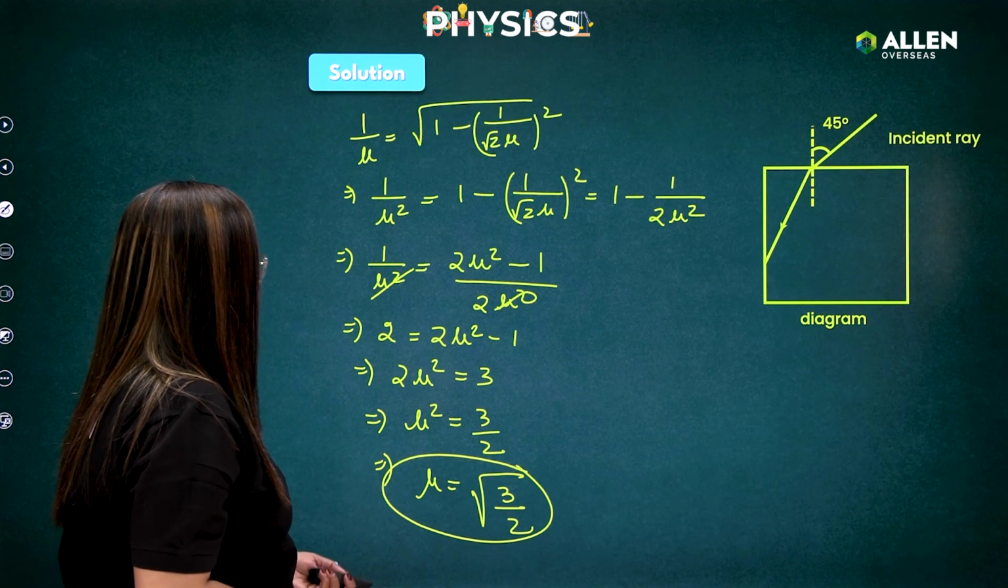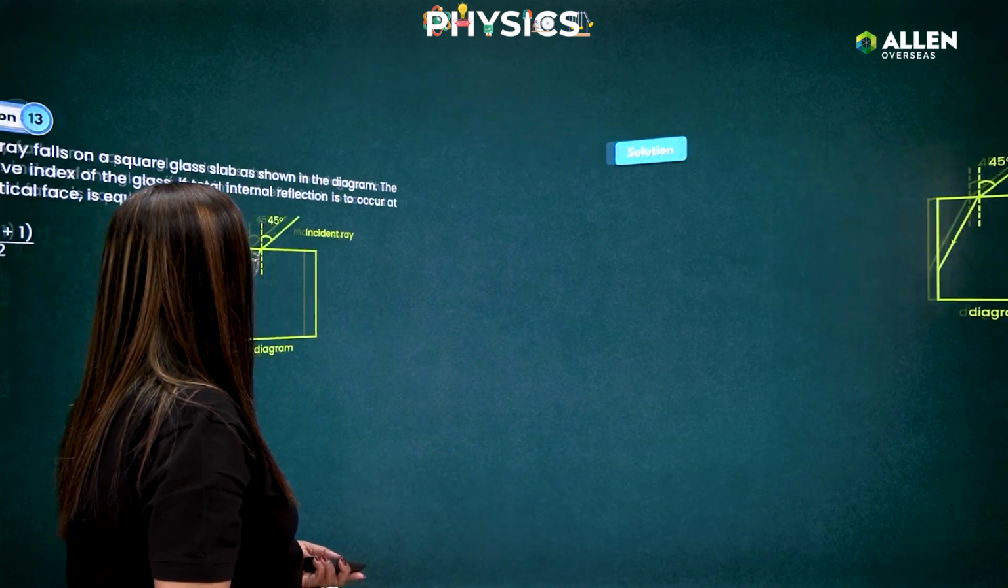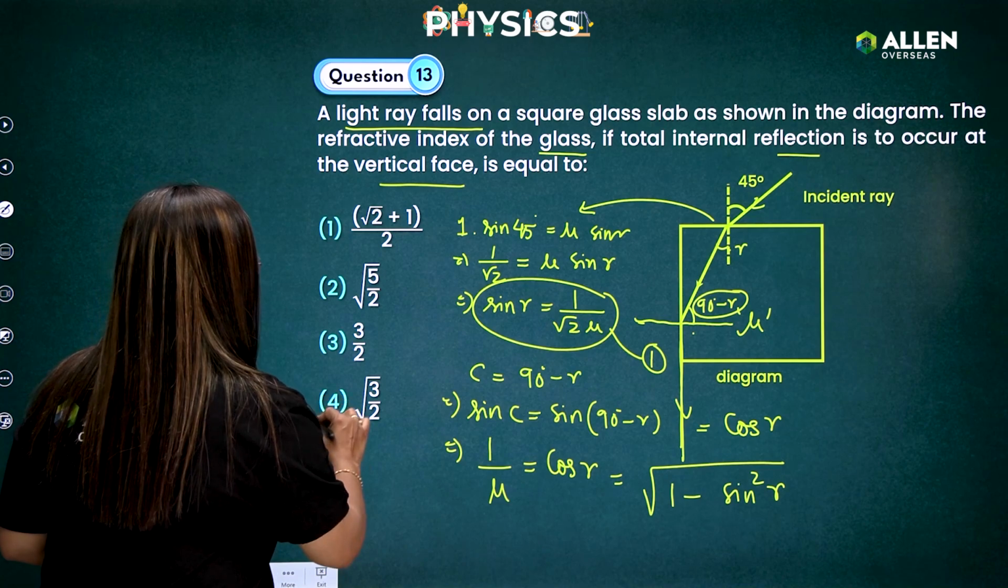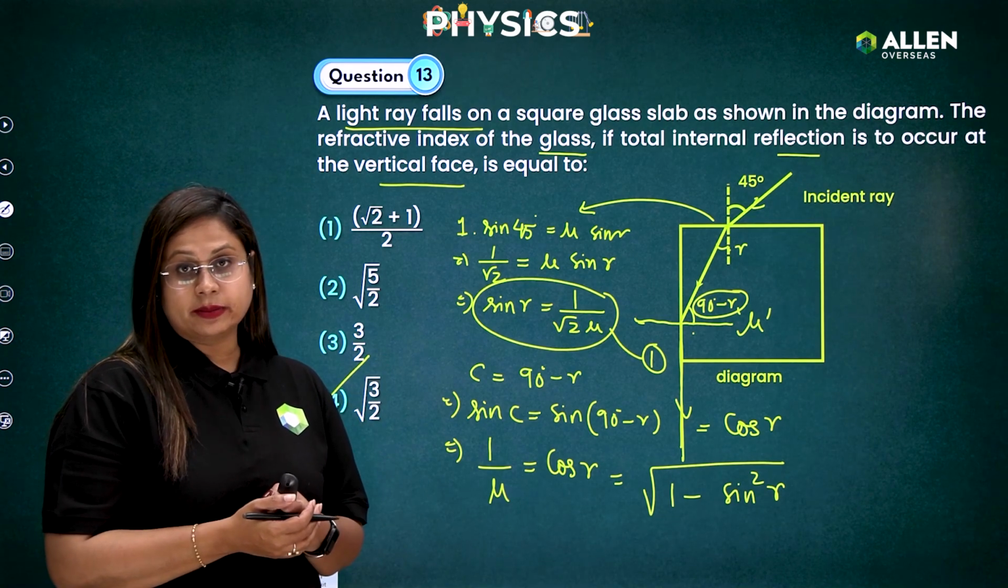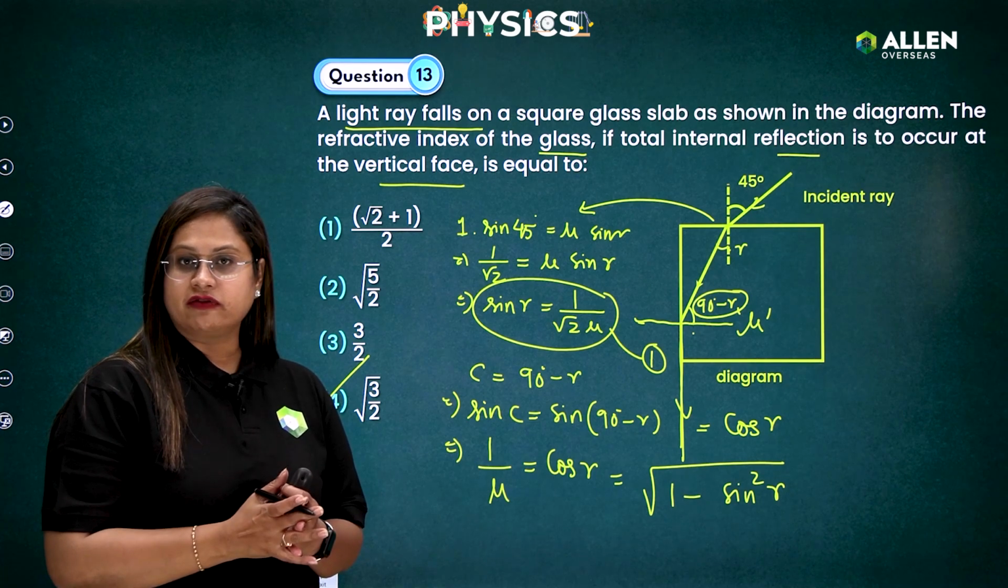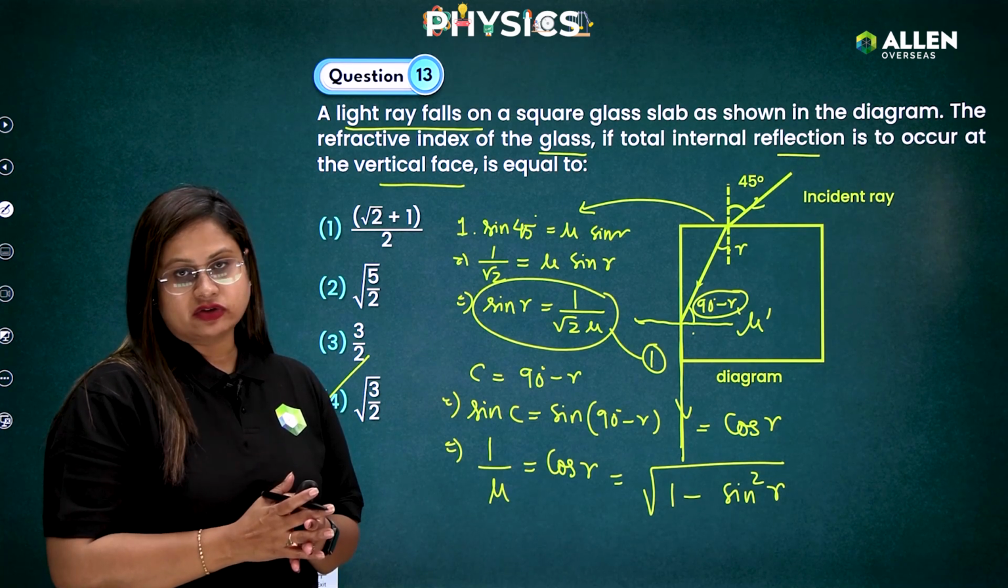And let's check the answer options. So this is the correct answer to our question, that is mu should be equal to root 3 by 2, so that the total internal reflection is going to take place at the vertical face.